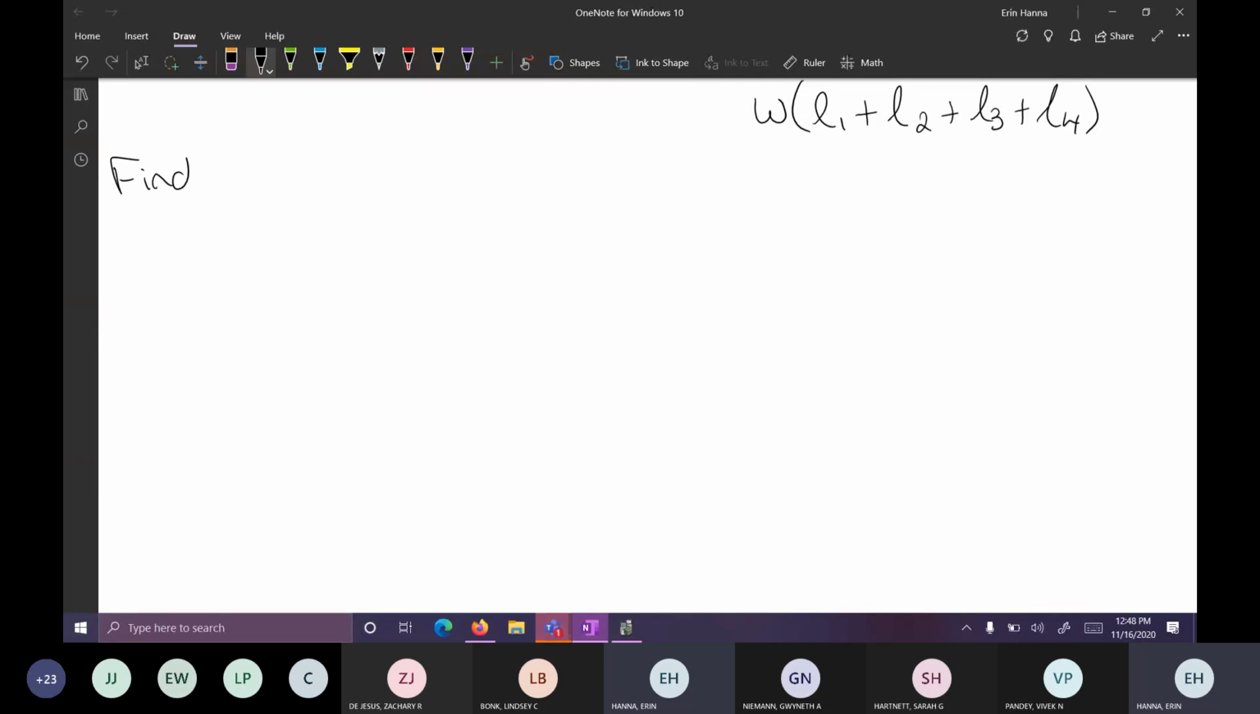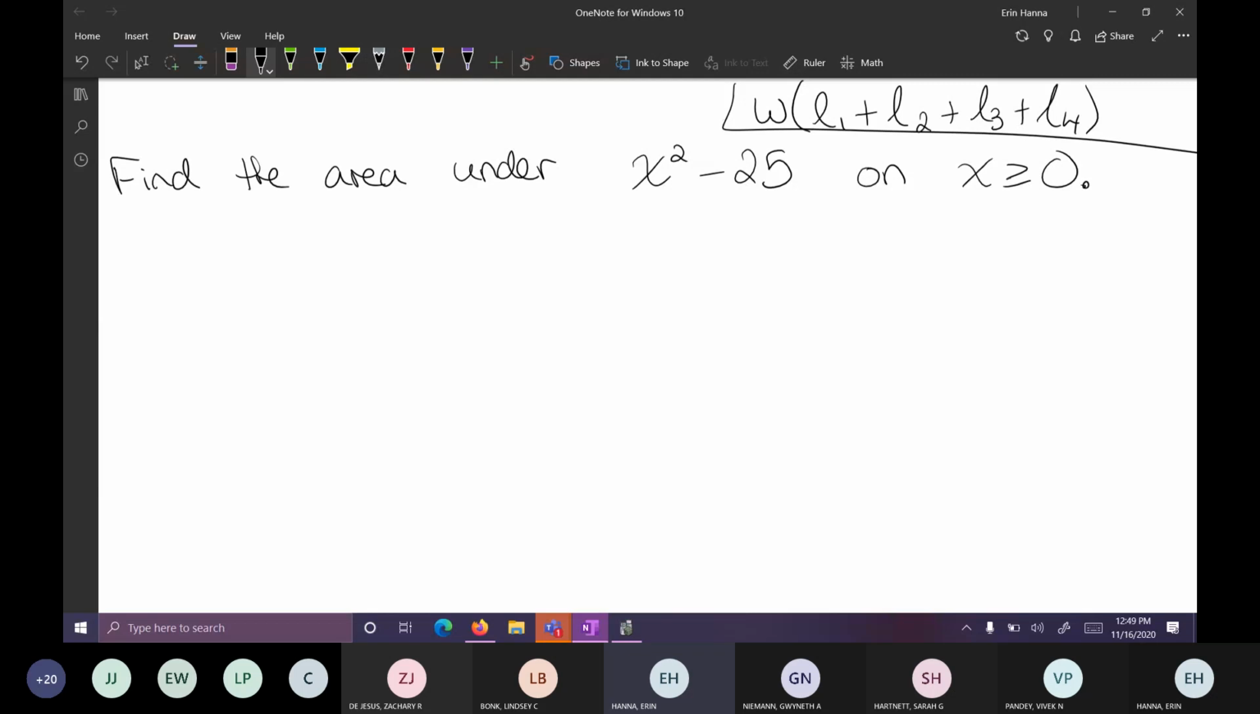Let's do find the area under x squared minus 25 on x is greater than or equal to 0. Let's do that. Sometimes you'll see the word total area.